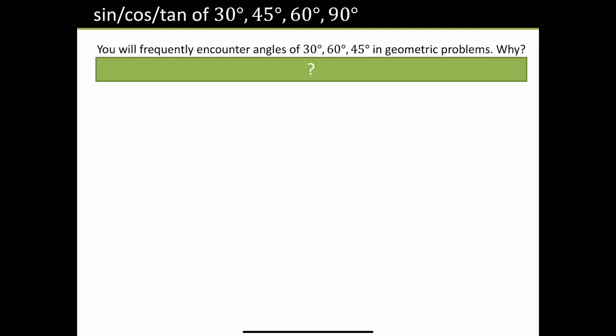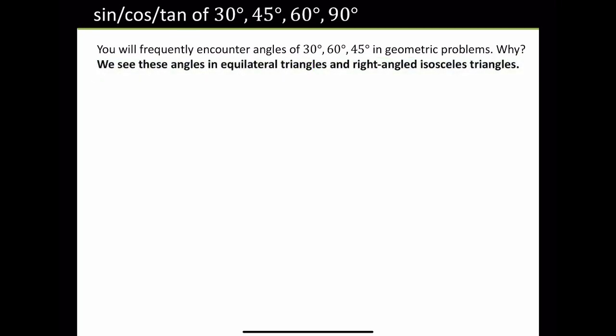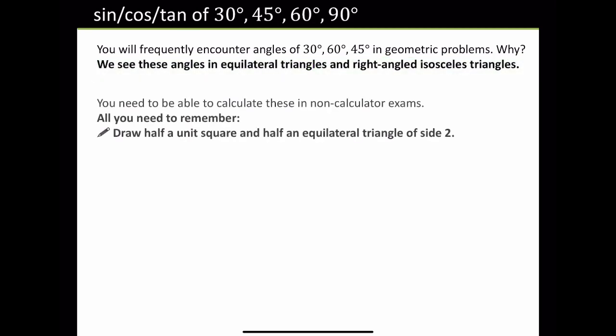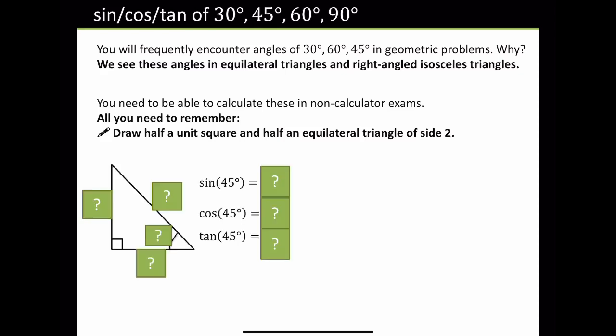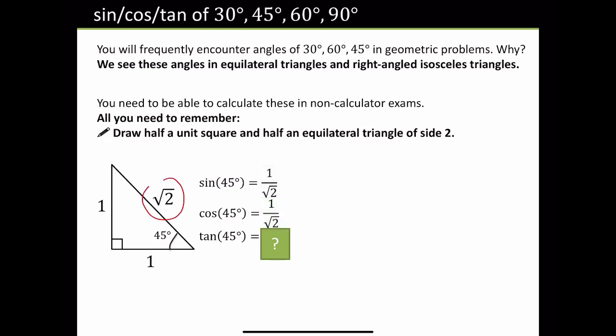You'll frequently encounter angles 30, 60, and 45 in geometric problems. Why? We see these angles in equilateral triangles, right angles, and isosceles triangles. You need to be able to calculate these in non-calculator exams. All you need to remember is to draw half a unit square and half an equilateral triangle of side 2, and then you're pretty much able to work these out. Square root 2, why is that? Because of Pythagoras, and therefore you're able to work out the rest of them.